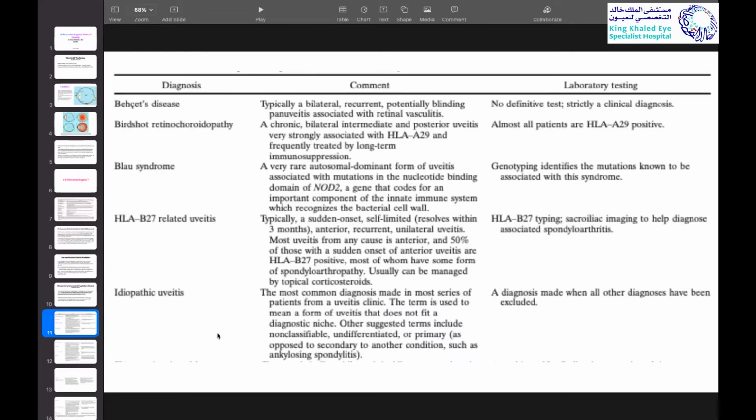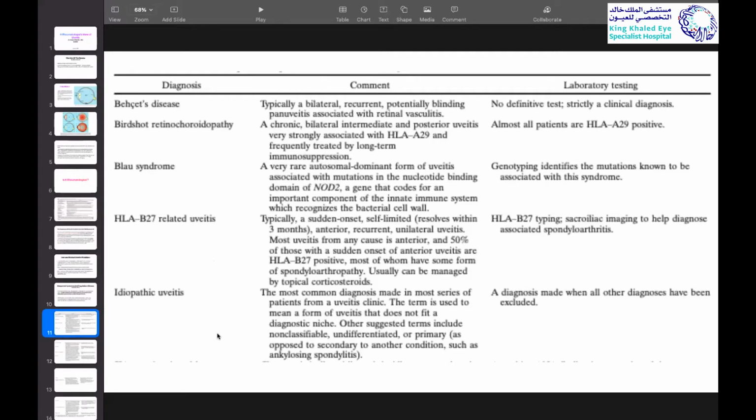You see, in Behçet disease, it's basically a clinical diagnosis. It's usually bilateral uveitis and it's recurrent, which is involving the retina and vasculitis. Per labs, we don't have a definitive lab test that can support Behçet disease. Another thing is the HLA-B27.